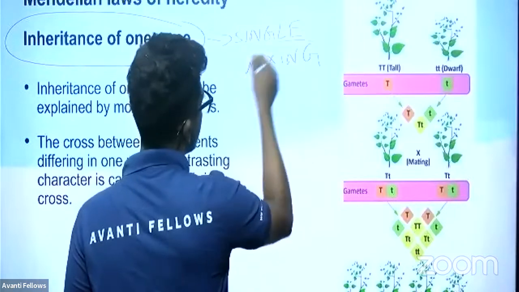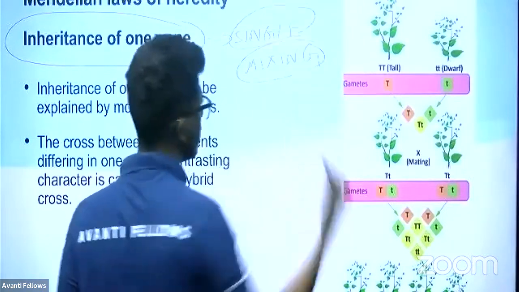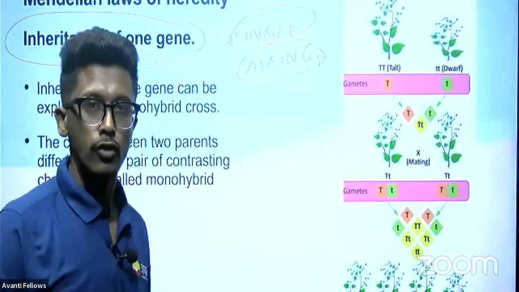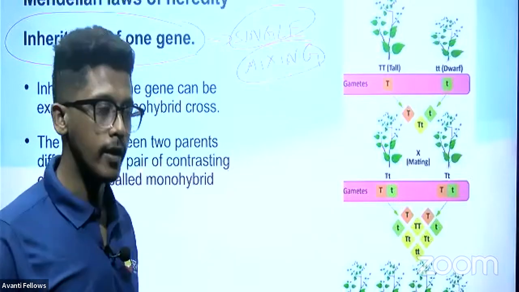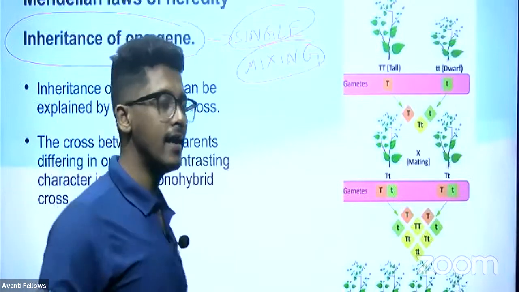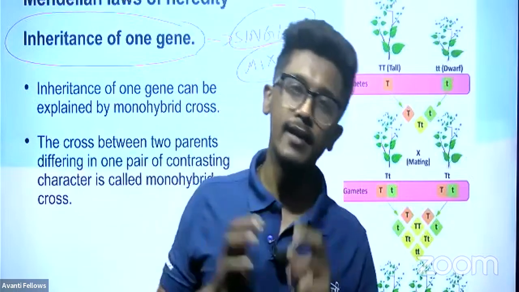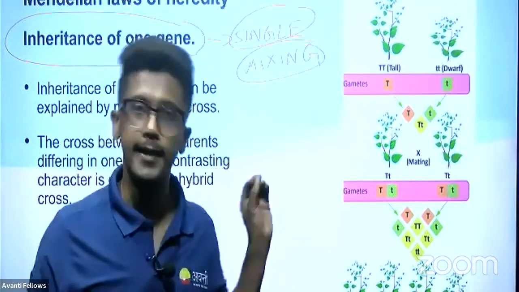So what are we mixing? What single character are we mixing? A character. So what is a character that Mendel is choosing? We are taking an example of a character. So our example to understand is the height of the plant.